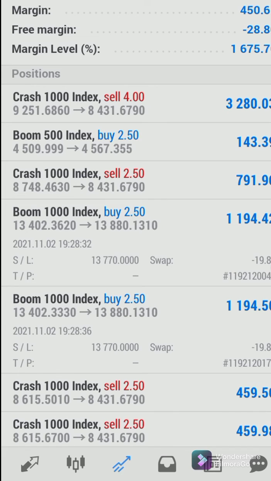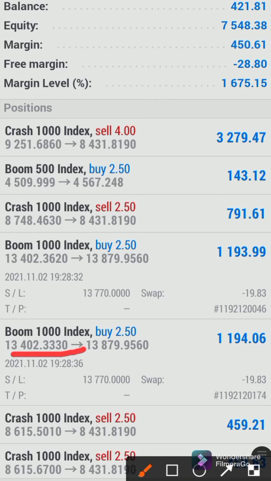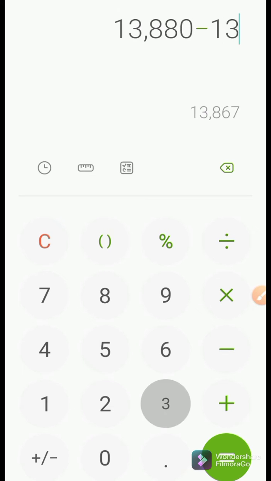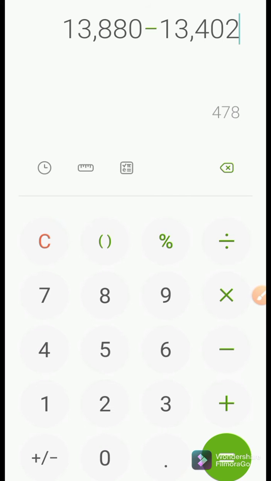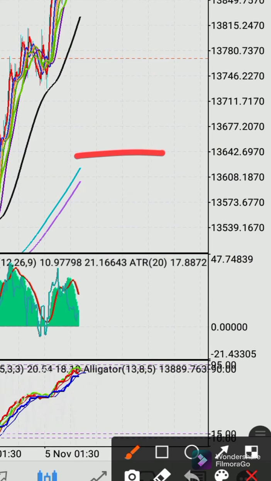Let's calculate the pips. We'll minus our entry level from our current level. So let's use the calculator. 1.3880 minus 1.3402, 478 pips. You see, our entry has moved 478 pips.